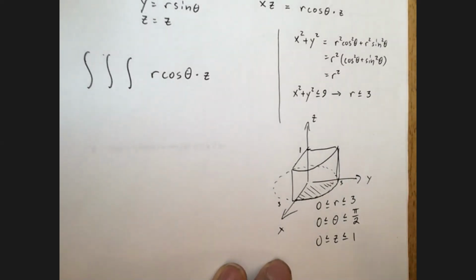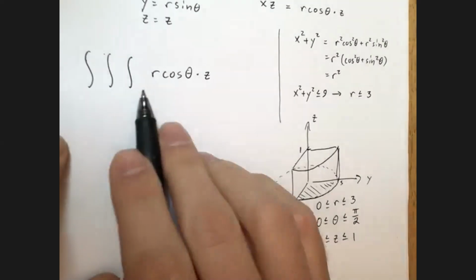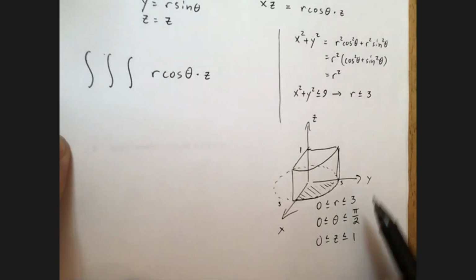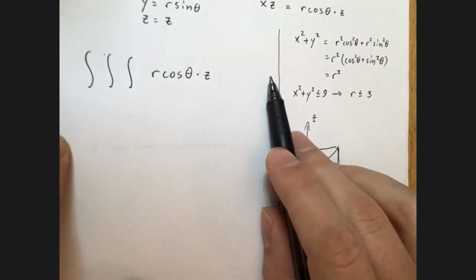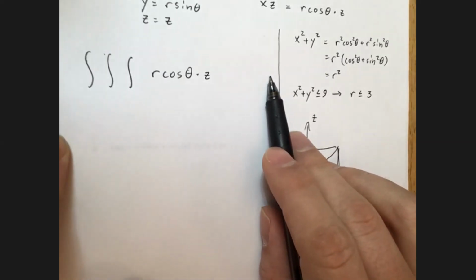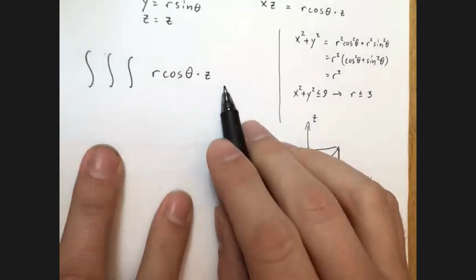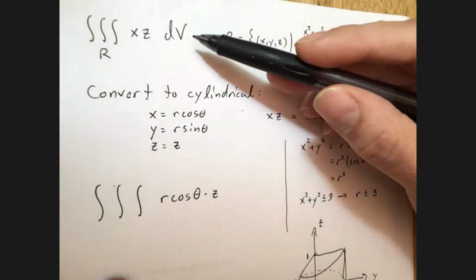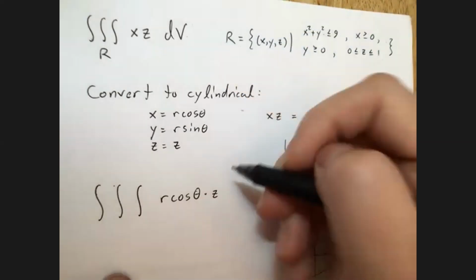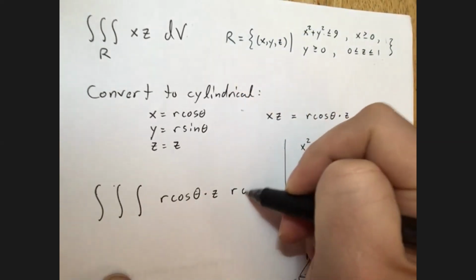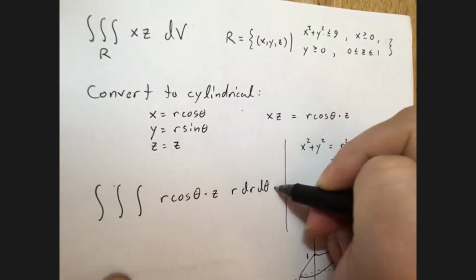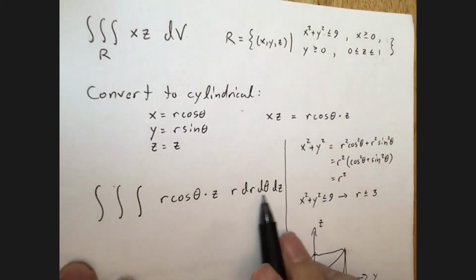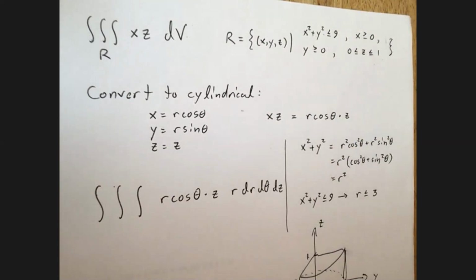Well, that's very simple, isn't it? These are going to be our bounds here. Since these are all constants, it doesn't matter what order I write the dr, the d theta, and the dz. So let's put that volume element in here. We know that it's equal to r dr d theta dz. And like I said, I can write it dr d theta dz. I could even mix these up and write these in a different order. It's not going to matter.